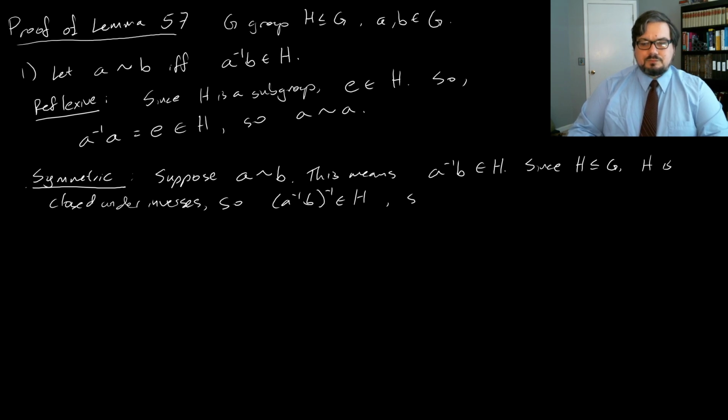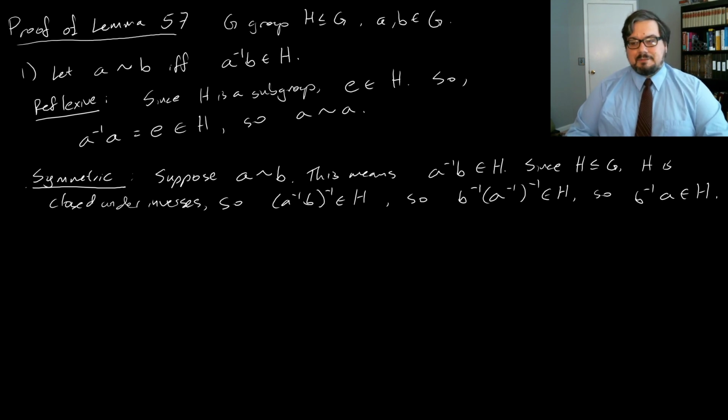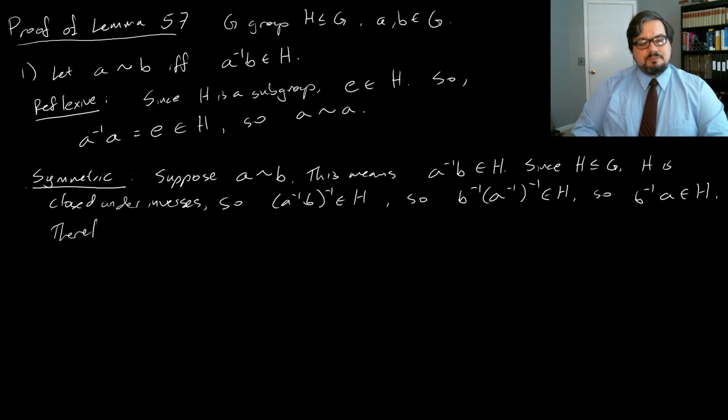So (A inverse B) inverse, which is B inverse A inverse inverse, belongs to H. But of course that means that B inverse A belongs to H, because A inverse inverse is just A. Therefore, now we can see B inverse A belongs to H. That means that B is related to A. So we've shown that twiddle is symmetric.